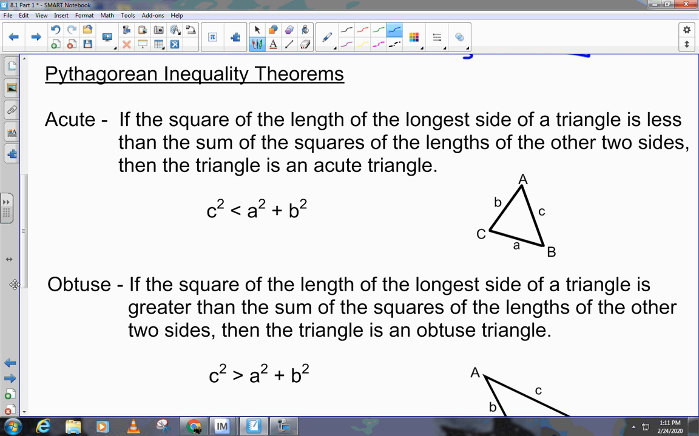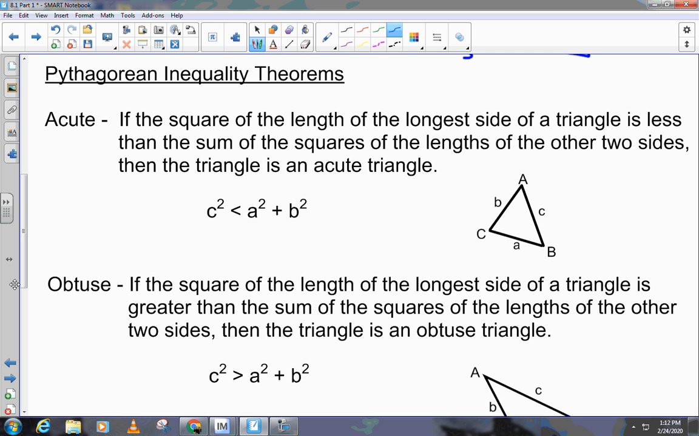So what you do is you take the longest side and you square it, and then you compare it with the squares of the two smaller sides. So we still do the a squared, b squared, and c squared, but then we have to compare their lengths. If the longest side squared is smaller than the sum of the squares of the other two sides, it is acute. Acute is small, so it's going to be an acute triangle. If the longest side squared is greater than the sum of the squares of the other two, then it's obtuse, because if it's greater, it's bigger, it's obtuse.